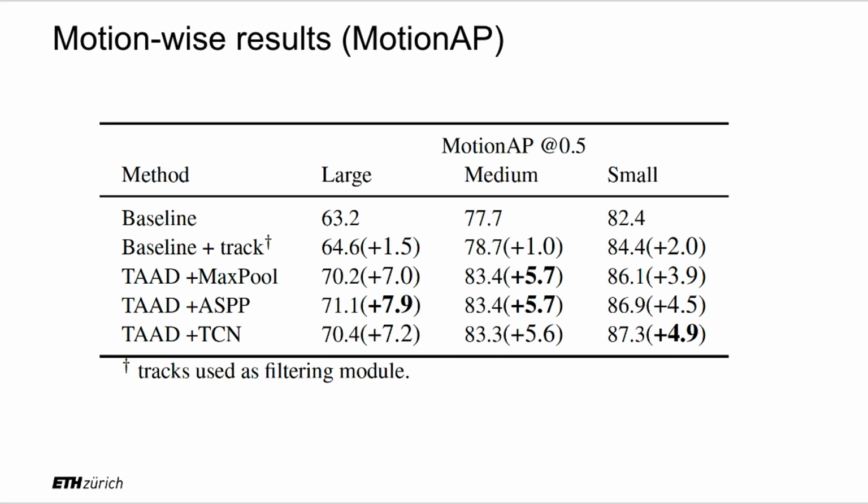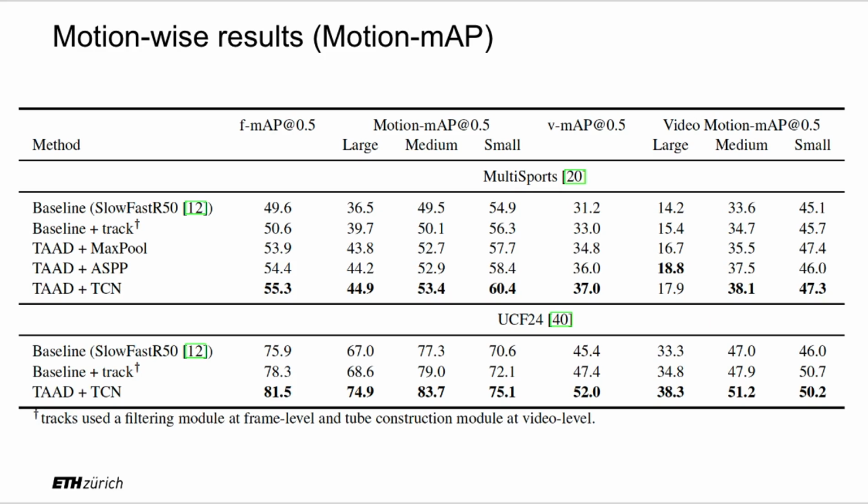Here we show frame-level results on the MultiSports dataset, split based on motion categories, and we compare our method with a baseline. Our method outperformed the cuboid-based baseline by a large margin, especially in cases of large motion instances. Gains in large motion instances are almost twice those made on small motion instances. We see similar trends on video-level action tube detection and on the UCF24 dataset. Our method outperformed the baseline by a large margin across the board.